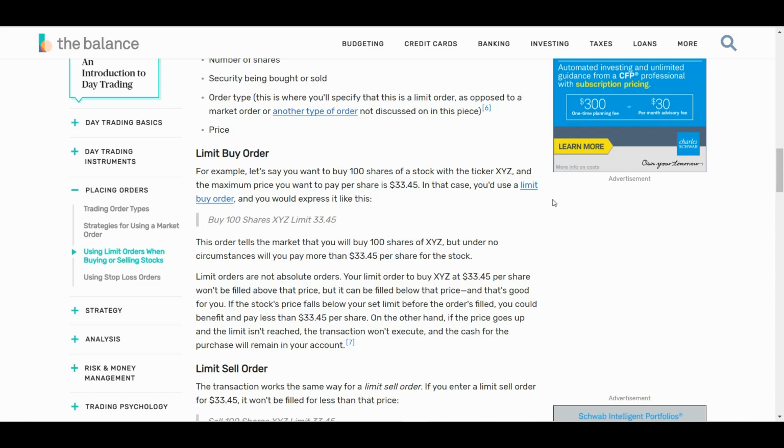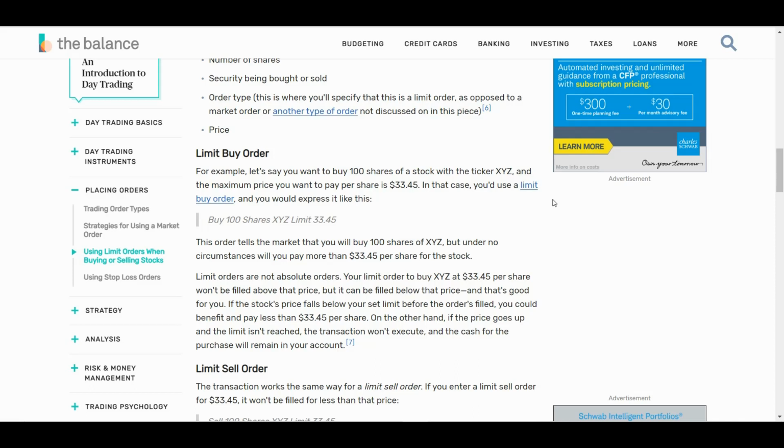order. So if you know you want to do a lot of research on different stocks, but you want this one and you know that it's going to be going up and down all day, but you want it for less than 33.45, you will put in that limit order to say, "Hey, market, me over here, I want this stock, but only when it's less than this price." Then the market will know, okay, we've got to fill this order when it's less than 33.45 per share. But on the other hand, if the price goes up and the limit isn't reached, it won't be executed, and the cash for that will remain in your account.